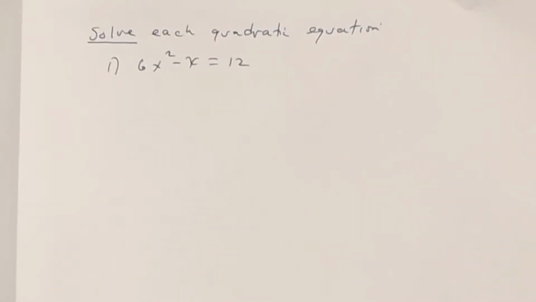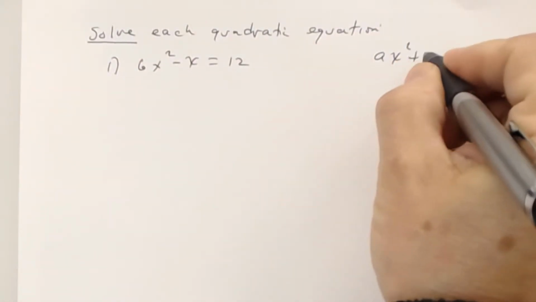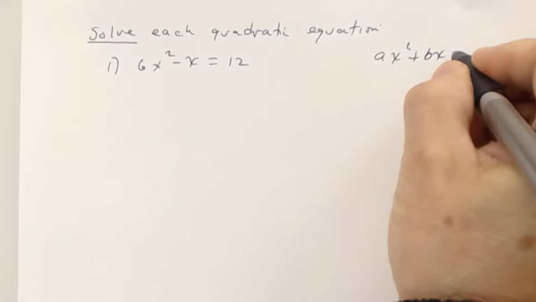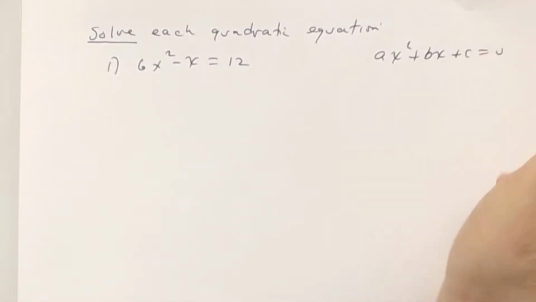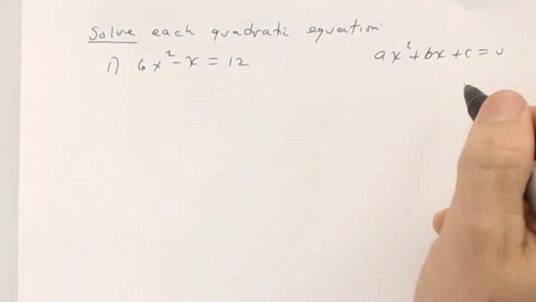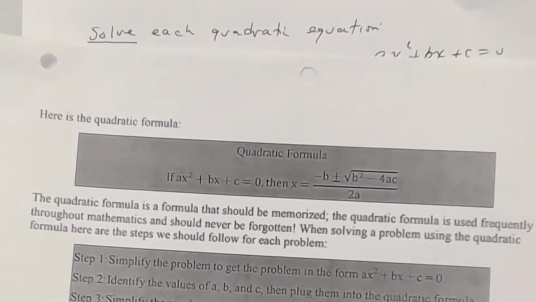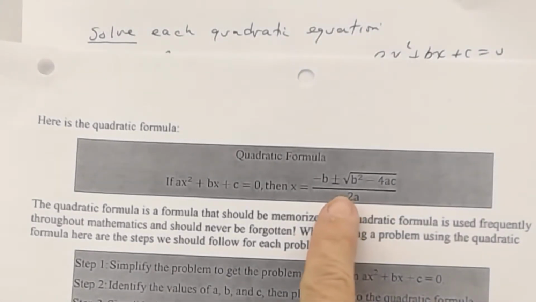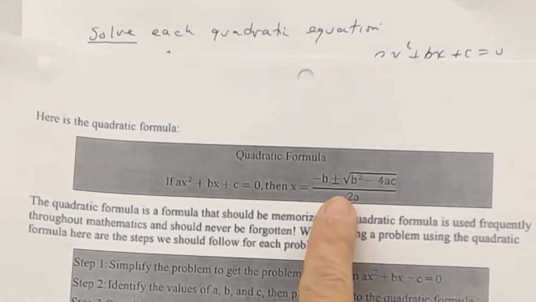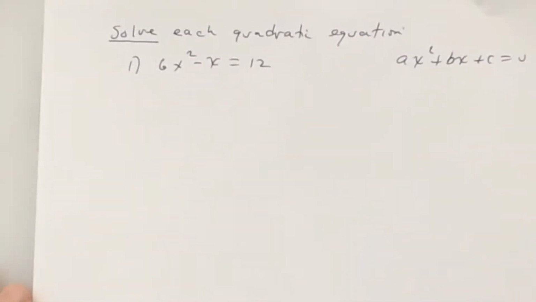The standard form: ax squared plus bx plus c equals 0. That's your standard form. So before you use the quadratic formula, it's got to be in this form. And in the quadratic formula, that sheet that you had, you've got to plug in numbers for a, b, and c. So the next thing is to denote what a, b, and c are.